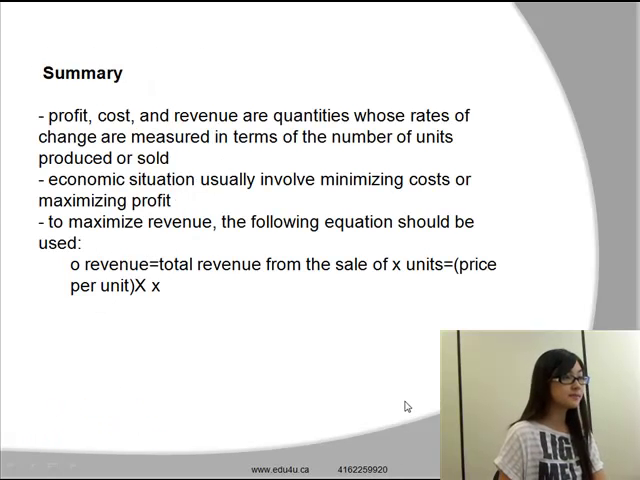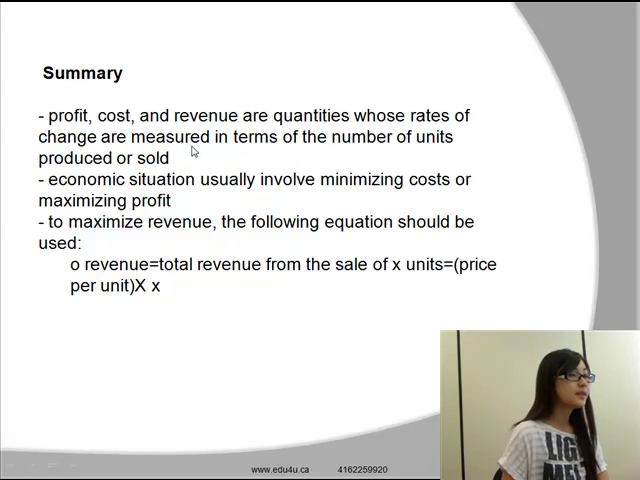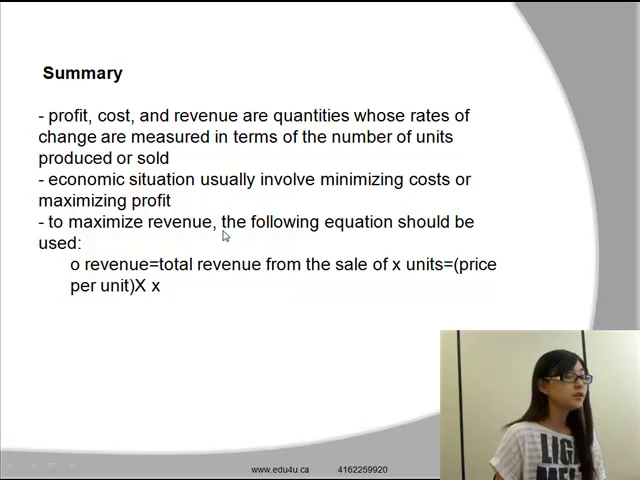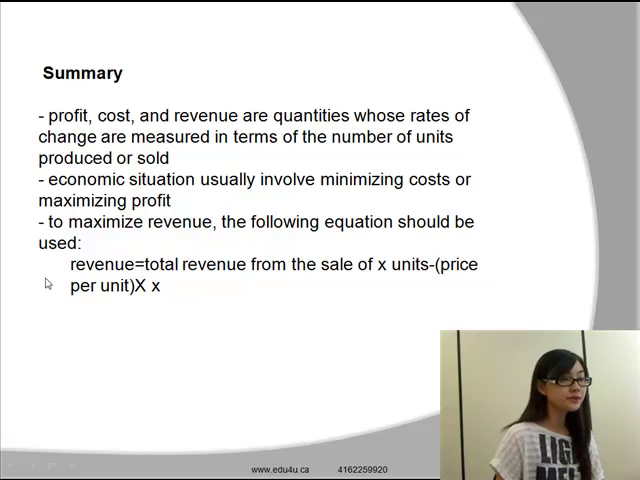Here we have the summary for optimization in economics and science. Profit, cost, and revenue are quantities whose rates of change are measured in terms of the numbers of units produced or sold. Economic situations usually involve minimizing cost or maximizing profit. To maximize profit, revenue is equal to the total revenue from the x units minus the price per unit times x.